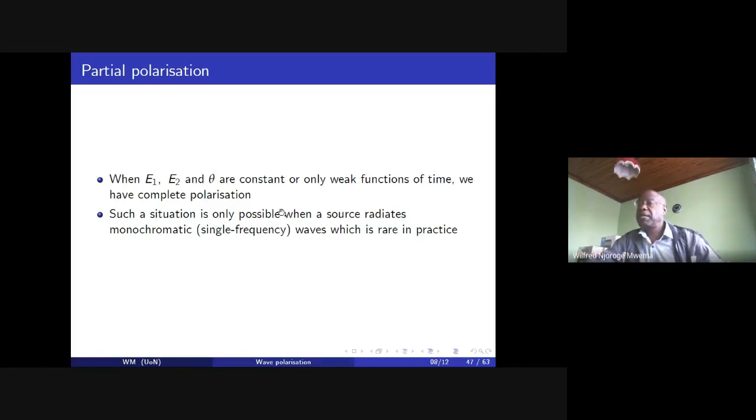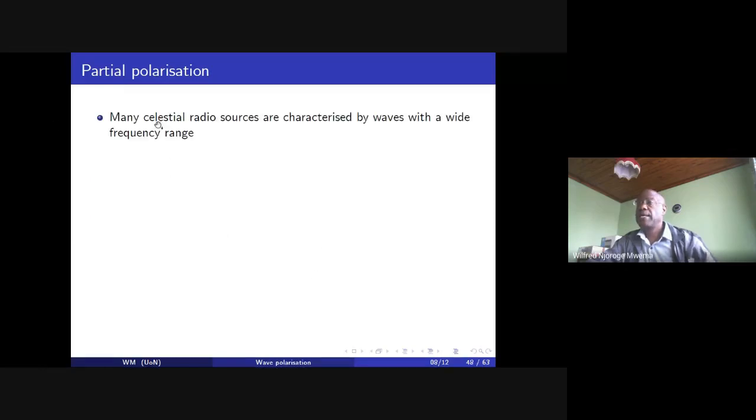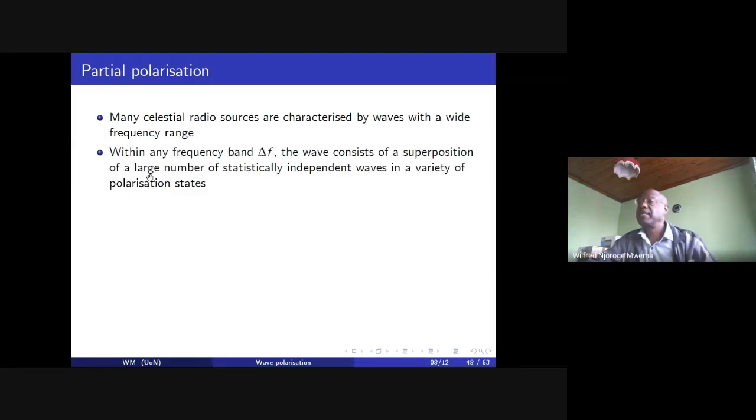When we have complete polarization, we can only have that with monochromatic or single-frequency waves, and this is very rare in many cases. Many celestial radio sources will be characterized by waves with a wide frequency range, and within the frequency band delta F, the wave will consist of a superposition of a large number of statistically different waves in a variety of polarization states. Therefore, the resultant wave will be said to be incoherent or unpolarized.